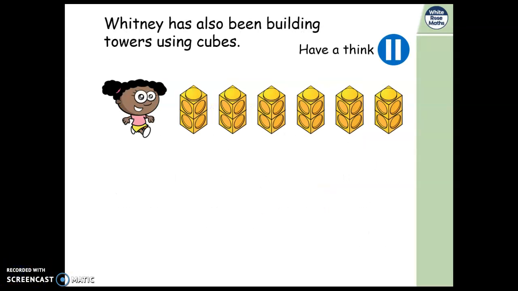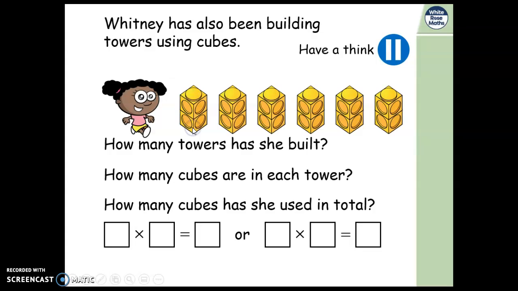So, next question we have Whitney, who's also been building towers using cubes. Now, obviously, because we're focusing on the 2 times table, our groups are going to be 2. So, how many towers has she built? We've got 1, 2, 3, 4, 5, 6. Remember, I know they are towers of cubes, but we can see them as groups. So 6 groups. We know that there are 2 in each group, so we could have 6 groups of 2.